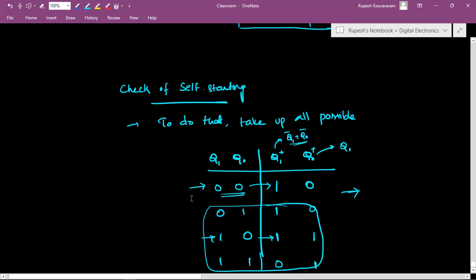We are currently dealing with the self-starting counters, and we have completed one question on how to find whether a counter is self-starting or not. So here we ended the previous session on how to check whether the counter is self-starting. To do that, we take up all possible cases, all possible states, and see whether we get stuck anywhere or not. We'll extend from here the concept of self-starting counters.